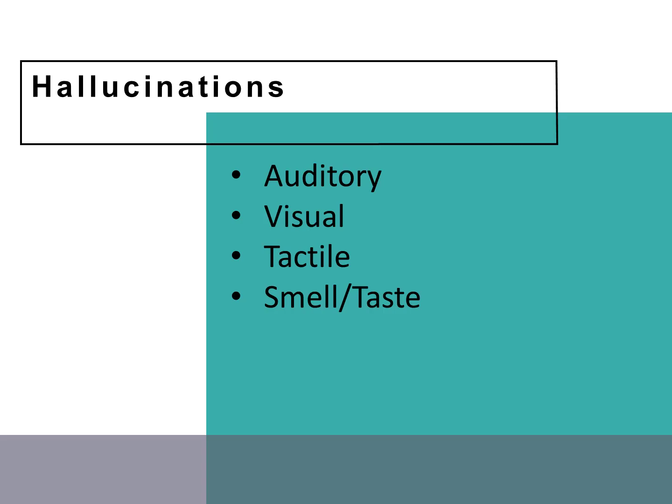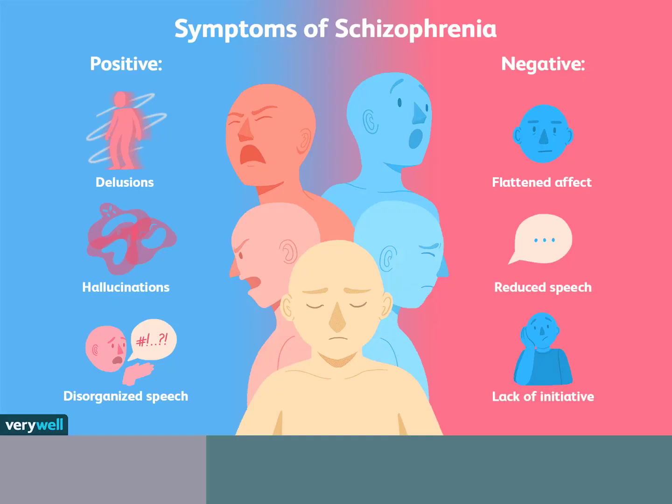As far as positive and negative symptoms of schizophrenia go, this has nothing to do with good or bad. Positive symptoms don't mean they're good, negative symptoms don't mean they're bad. Positive symptoms are things that you don't expect to be there, but they're there. For example, hallucinations would be a positive symptom, because you're seeing or hearing something that's not actually there. So, again, you're adding something into the environment that you don't expect to be there.